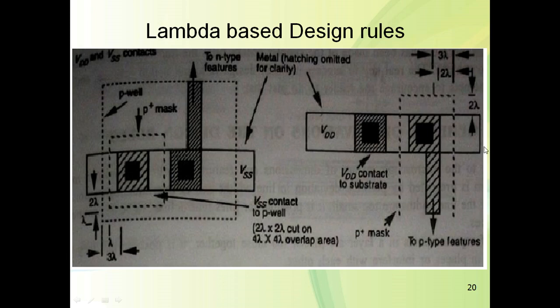So this will be the P diffusion, and there is a contact cut and a P type mask. There is a minimum separation between the two cuts of 2 lambda by 2 lambda. Okay, so this is an overview of the design rules. You can see the details in the book for the different rules.